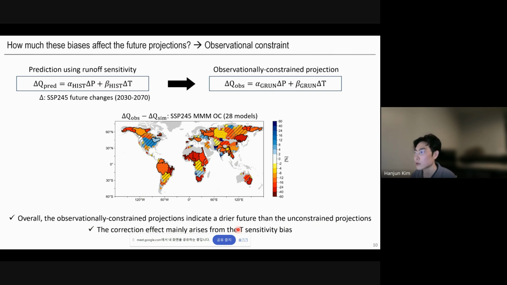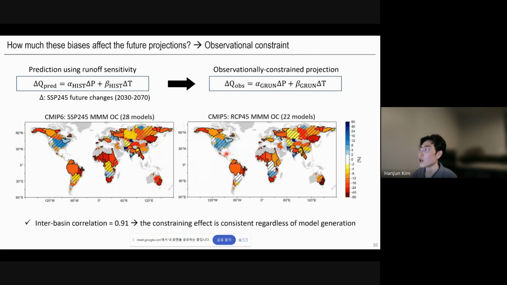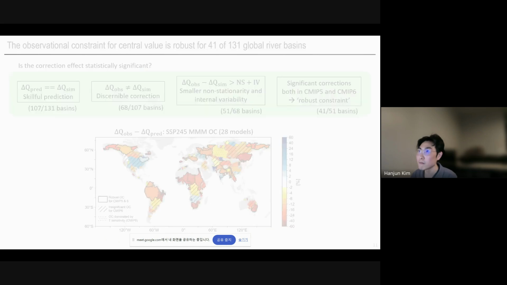In other words, the runoff decline due to warming is too strong in observation compared to the model, which leads to this downward correction. And when we do the same analysis for the CMIP5 models, CMIP5 models have a similar pattern to the CMIP6 models. This indicates that the constraining effect is consistent regardless of model generation.